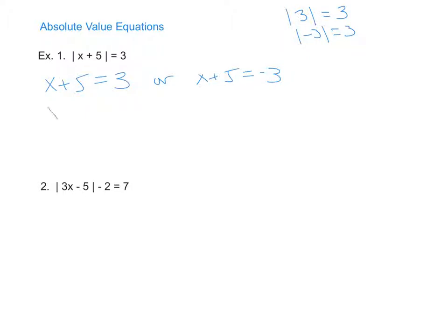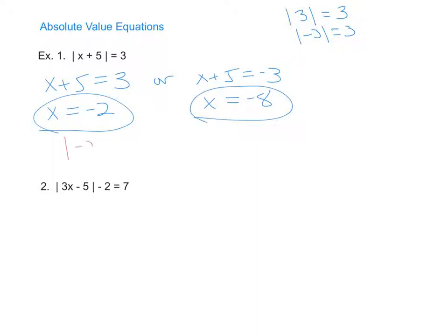So here, this is a basic linear equation to solve. I'm going to subtract 5 from both sides. And here I'm going to subtract 5 from both sides. And you'll notice I don't just get positive, negative, the same number. I get two completely different solutions. But when I plug in the negative 2, I have negative 2 plus 5. And the absolute value of that is going to be 3, so that works. And when I plug in the negative 8, because I'm taking negative 8 plus 5, I get negative 3 absolute value, and that also equals 3. So both of my solutions are correct.